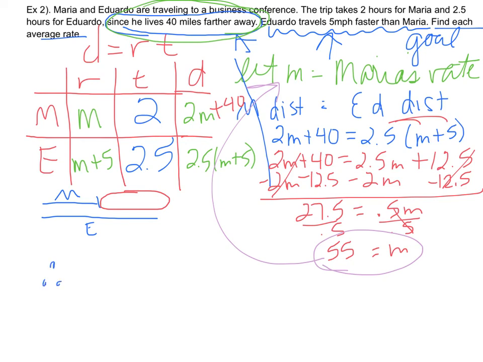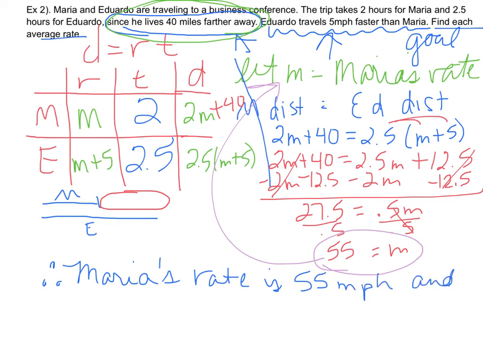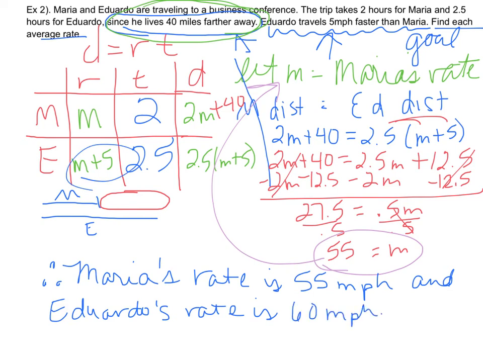Therefore, Maria's rate is 55 miles per hour, and Eduardo's rate is what? How do you figure out Eduardo's rate? Yep, add 5 to it. So Eduardo's rate is 60 miles per hour. Awesome. You did it.